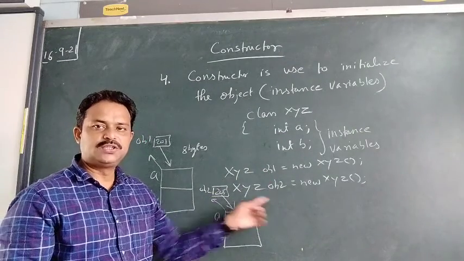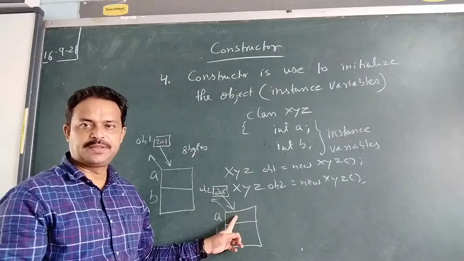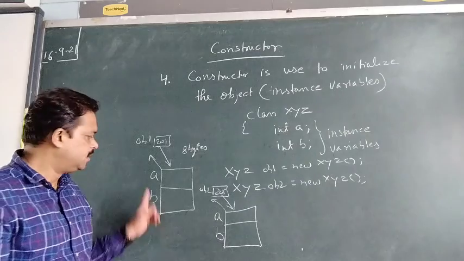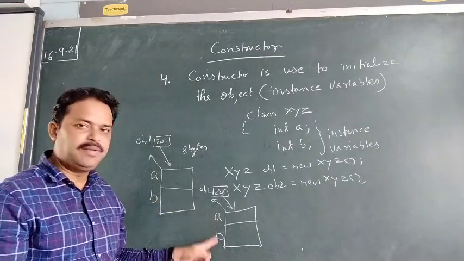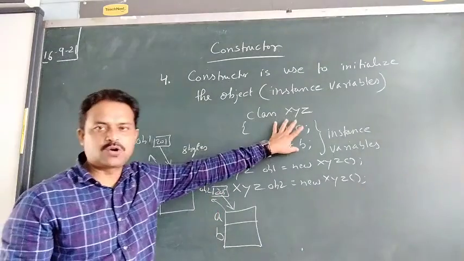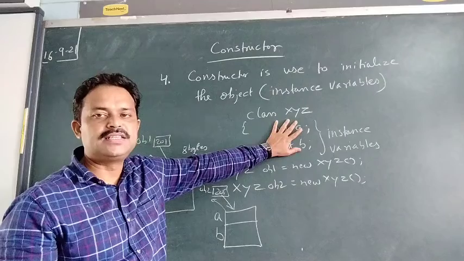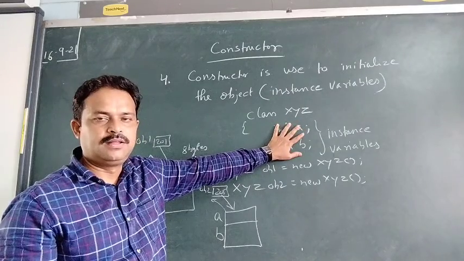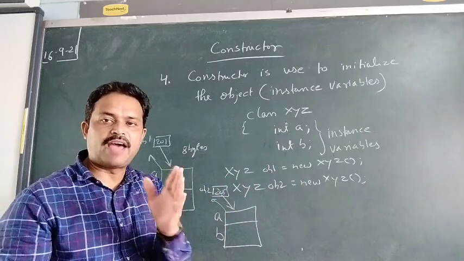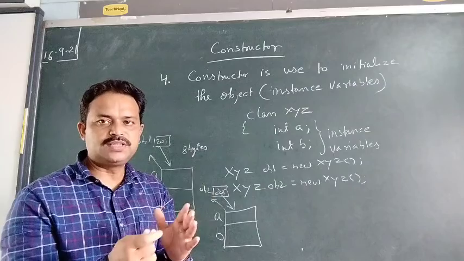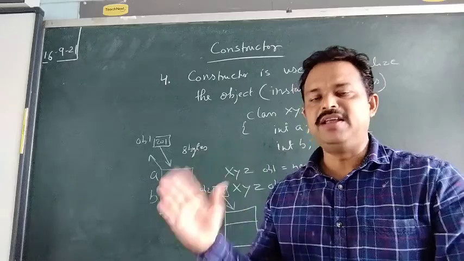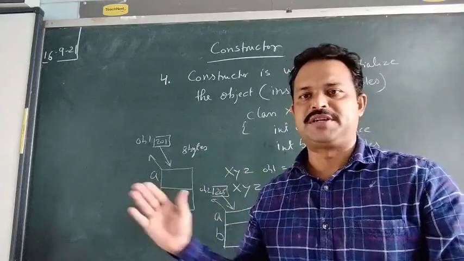I have created two objects, so 2 times instance variables have been created. Though they have the same names A and B, there is a difference. This A and B is for OB1 and this A and B is for OB2. Is it clear? That is why they are called instance variables. In memory they are available as distinct copies. A separate copy is created for every object. If you make the conclusion, the conclusion is that instance variables get created separately for different objects.